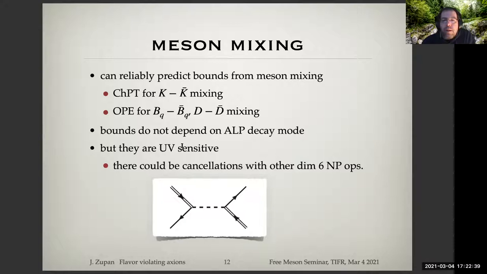That's the plus. The minus, the negative side, is that the bounds are inherently UV sensitive because at the same order, this comes as 1 over f squared, so it's dimension 6, and then there would be dimension 6 new physics operators that you don't include.